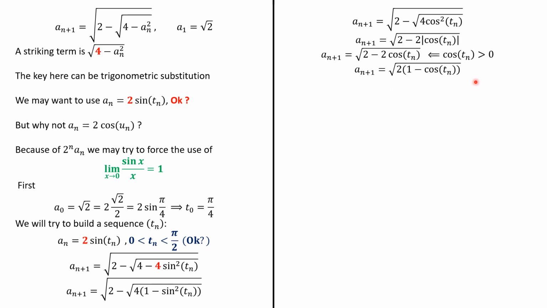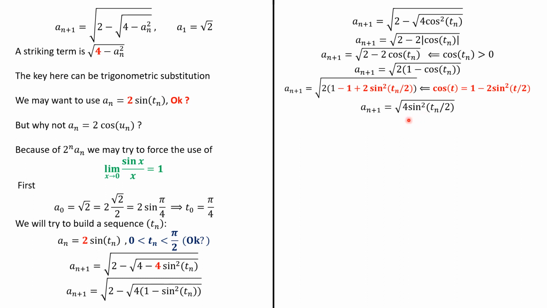That's where we're going to use our duplication formula. We know that cosine t is 1 minus 2 times sine squared t over 2. So we have this. So we're going to have here 1 minus 1 plus 2 times sine squared t_n over 2. So 1 minus 1 is going to be 0. So we have 4 times sine squared t_n over 2. Again, this is (2 sine t_n over 2) squared. And then a_{n+1} is 2 times the absolute value of sine t_n over 2.